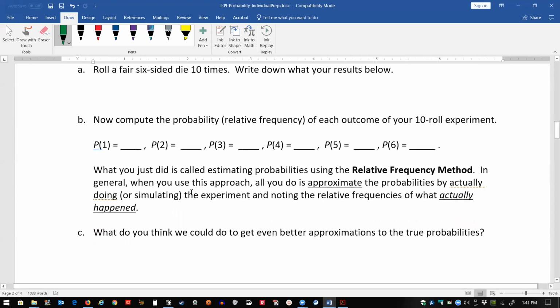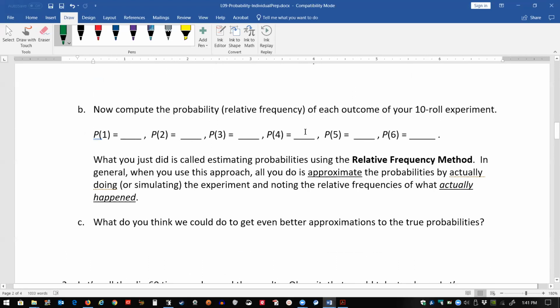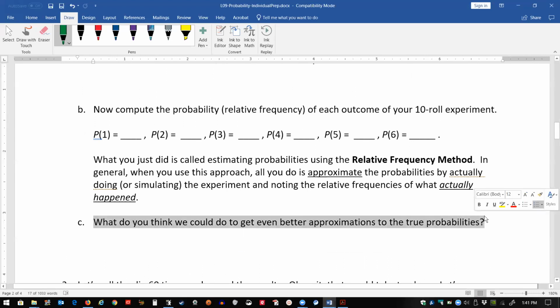And then answer this question. How close do you think those are to what you would expect to happen? Okay. And then you need to answer this question. What would make those approximations from your probability experiment of 10 rolls closer to the true probabilities, or the theoretical probabilities, to what you would expect?